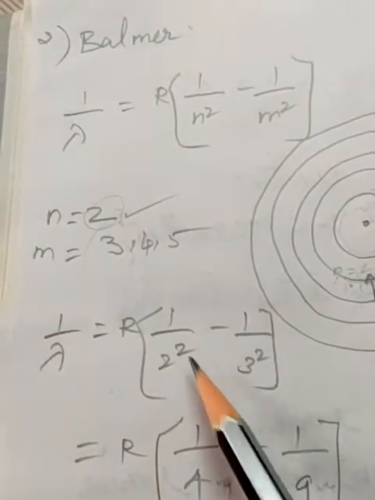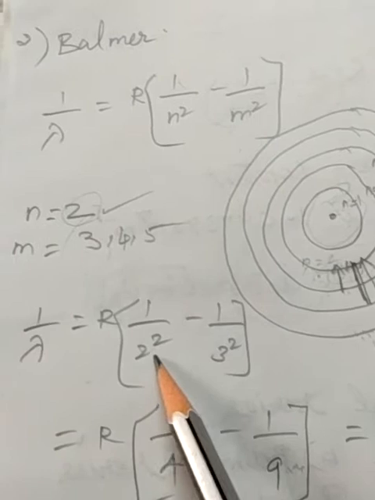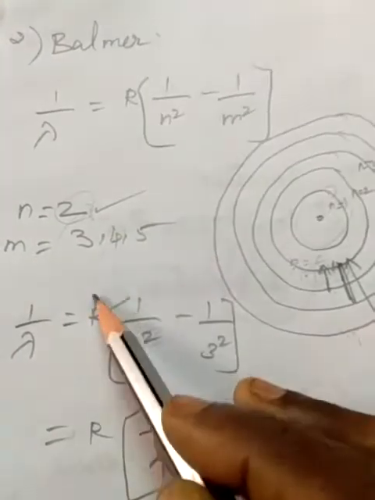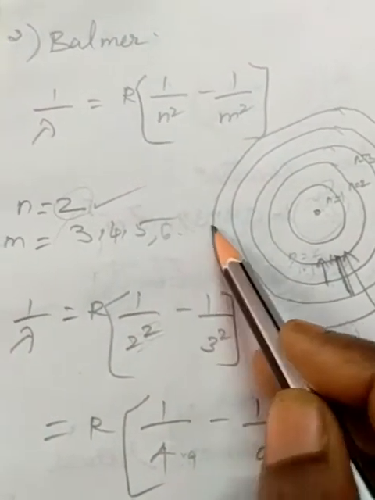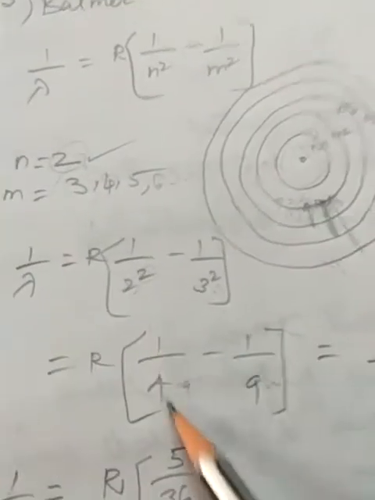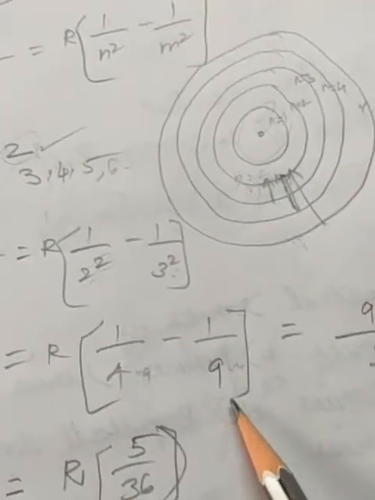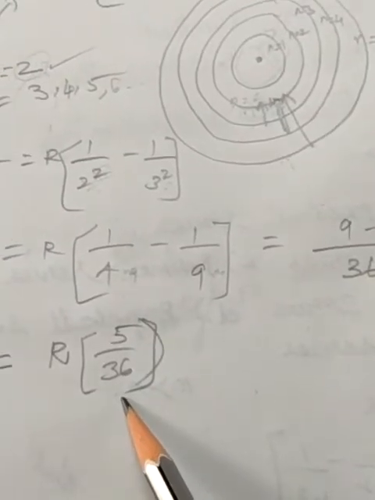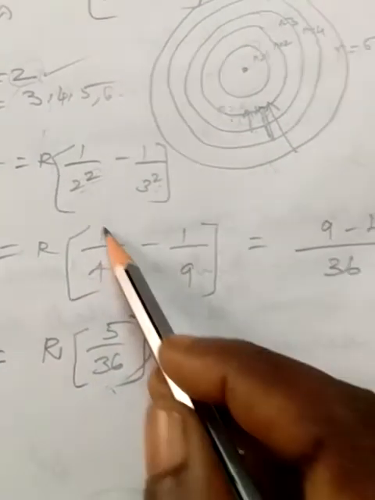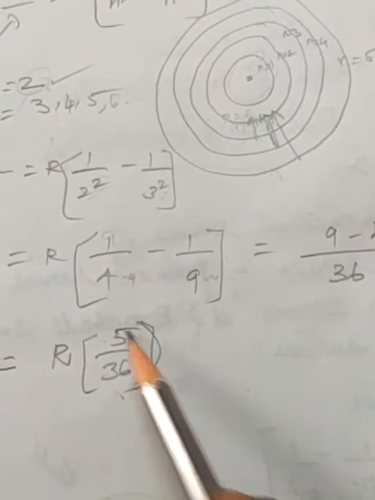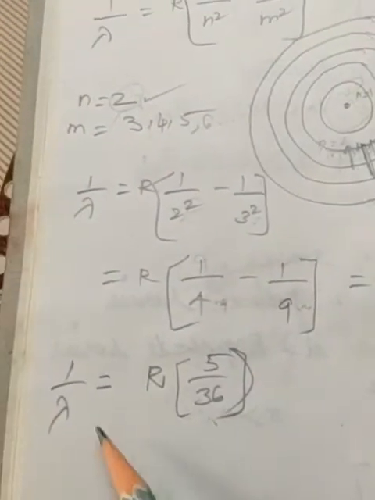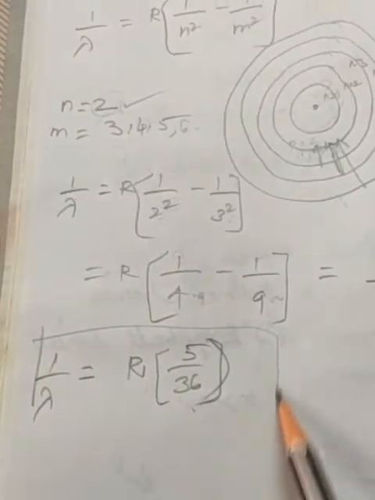So we apply the formula: 2 squared, and then 3, 4, 5 up to 6 and so on. Taking 3 squared: 2 into 2 is 4, 3 into 3 is 9. So we take the LCM, 36. 9 minus 4 gives 5, so 5 by 36. This is the Balmer series.